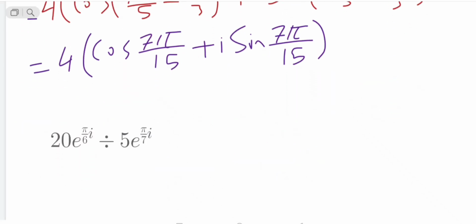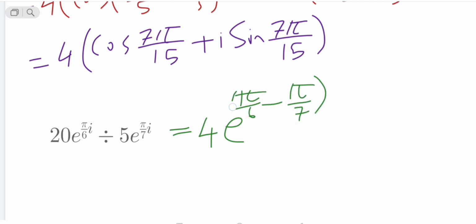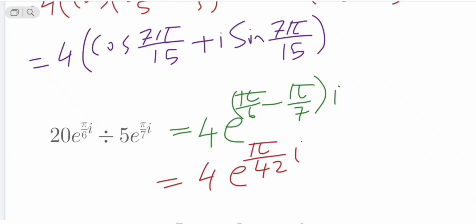The last question, as I told you, if dividing we subtract the angle. So 20 divided by 5 is 4 e power pi over 6 minus pi over 7 iota, which is equal to 4 e power. When you subtract, it is equal to pi over 42 i. This is our answer.